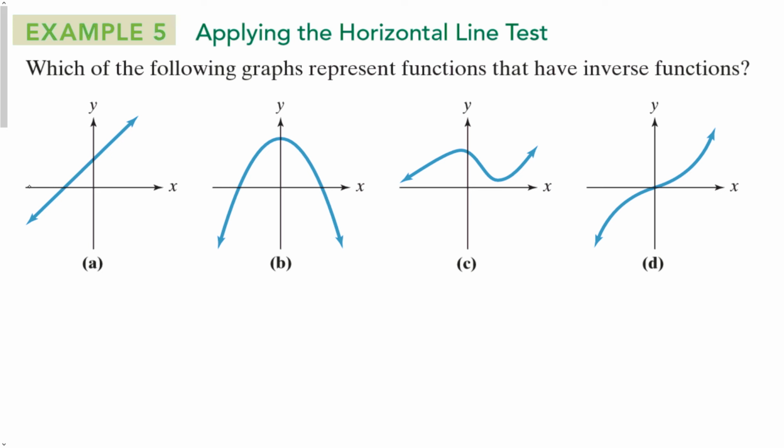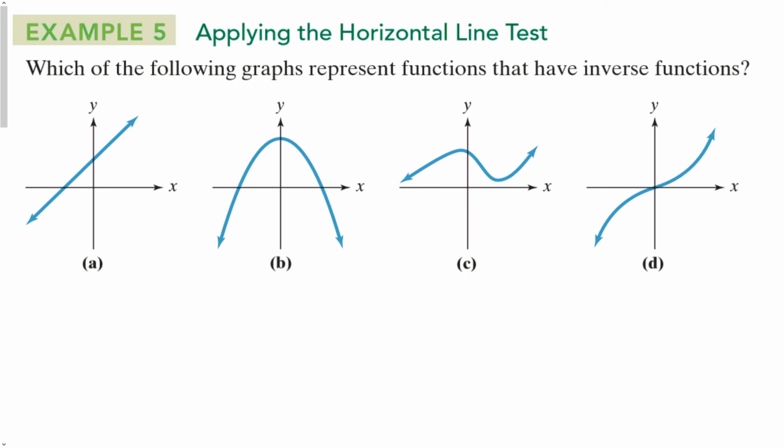So which of the following graphs represent functions that have inverse functions? Well, if we draw a horizontal line, as good as I can, we can see that A passes, B fails because it hits more than once, C fails, and D passes.